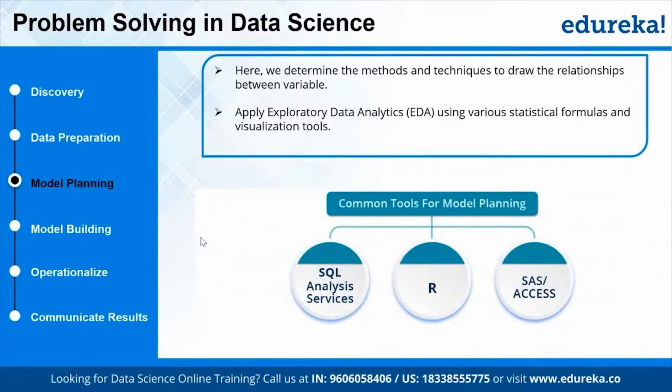Okay, so what you will be doing now is determining the methods and techniques to draw the relationship between variables. You have done the data preparation, and now you need to do the model planning. So what is this model planning? Basically, now you will say, okay, let's find out the relation. And this model planning is nothing but the implementation of machine learning algorithms. In this phase, you will be implementing machine learning algorithms.